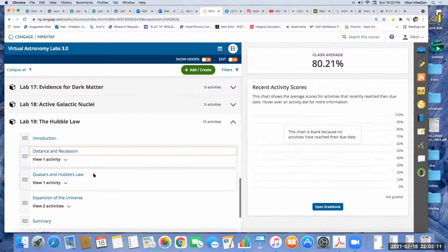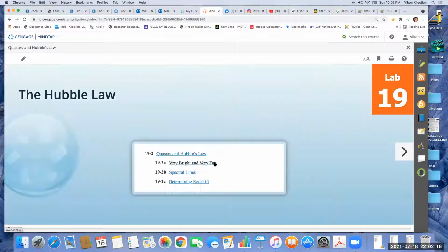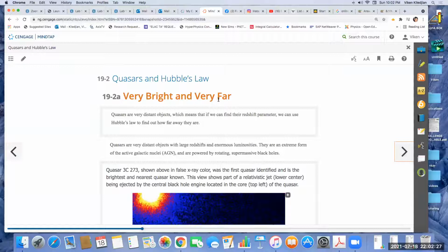Okay, then you have quasars and Hubble law. They've referred to the term quasar before several times during these labs, so let's see exactly what a quasar is. Very bright and very far. Quasars are very distant objects, which means that if we can find the redshift parameter, we can use Hubble's law to find out how far away they are. So they're very distant galaxies, actually.